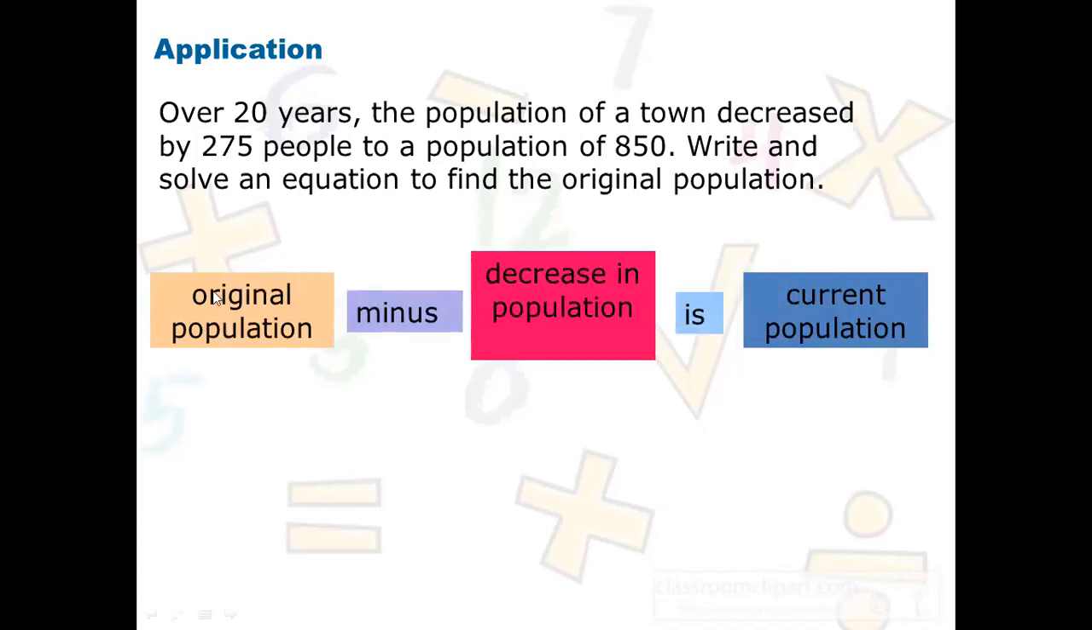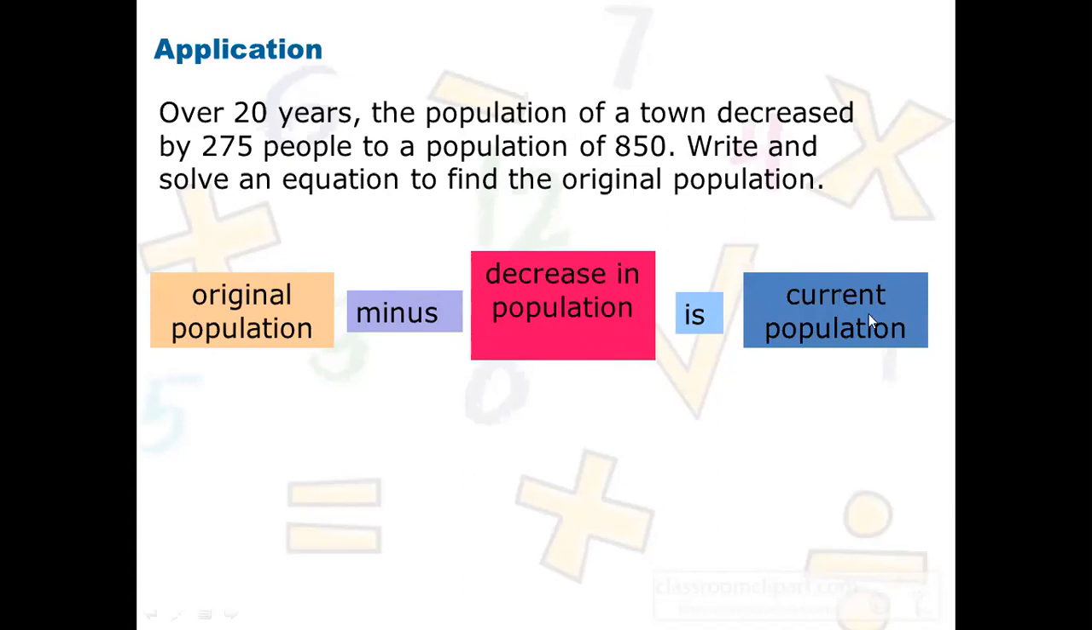So you want to find the original population. As we know, decreased means minus. How much was the decrease in population? Is usually stands for the equal sign. Current population is how many people are there now. So we have two things in this question.